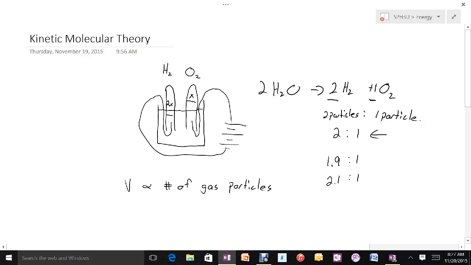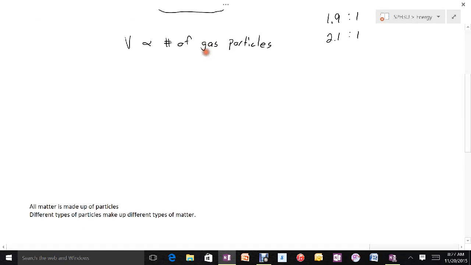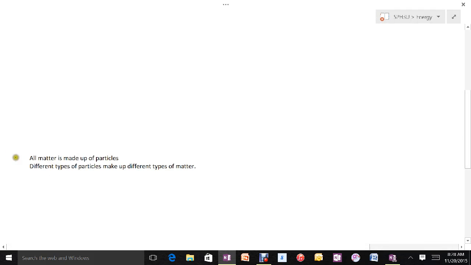With that in mind, that's at least one of the pieces of evidence that would have been used to come up with the first 2 tenets of particle theory. Number 1, all matter is made up of particles. It had to be in that discrete unit, and that's what leads to that fixed ratio. And number 2, different types of particles make up different types of matter.